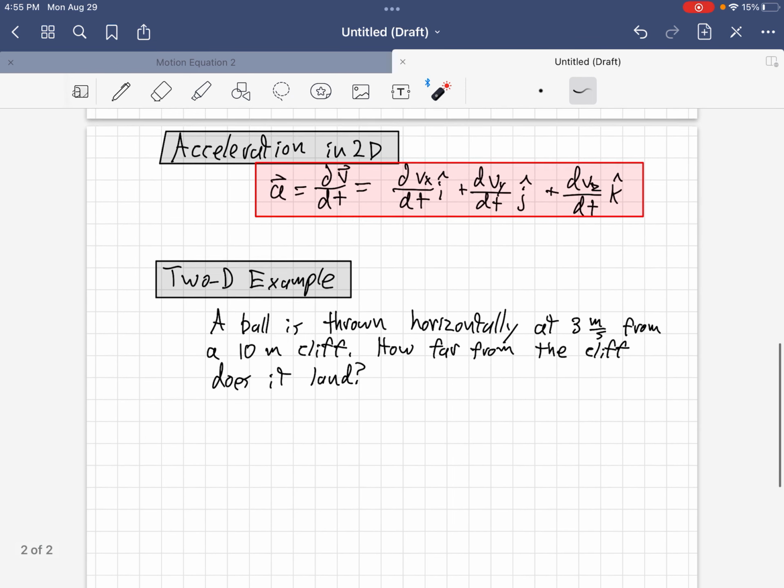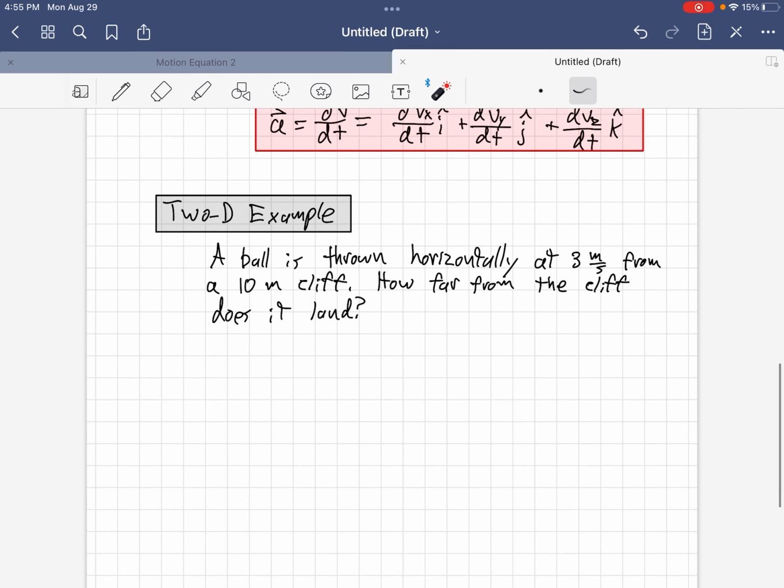All right, so let's look at, and I'll go ahead and work this from scratch, a 2D example that's going to be fairly simple. So similar to what we talked about up above, a ball is thrown horizontally at 3 meters per second from a 10-meter tall cliff. How far from the cliff does it land?